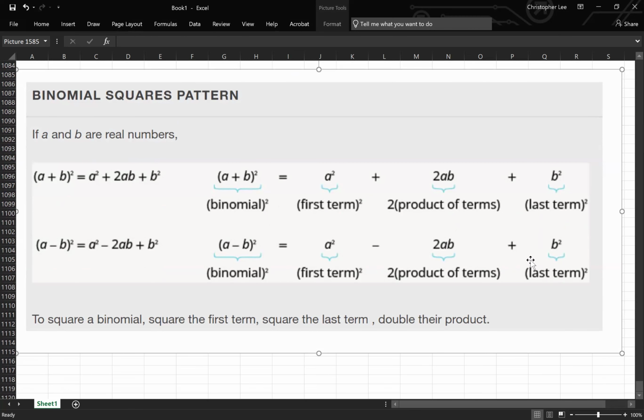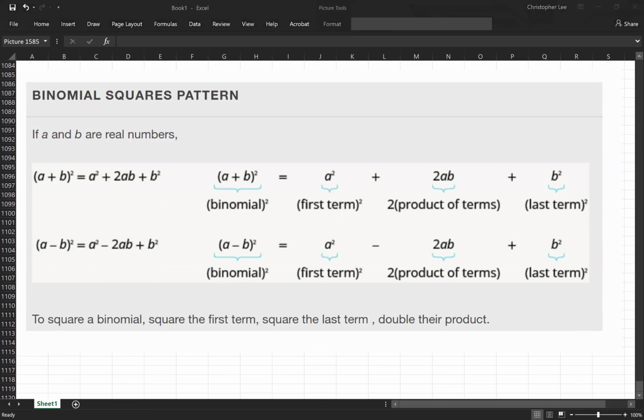To square a binomial, you square the first term, square the last term, and then double their product. That's all you gotta do. Questions on this? Again, you don't need to memorize this. You have your distributive and your vertical property. It will not fail you. You can use it again and again and again.